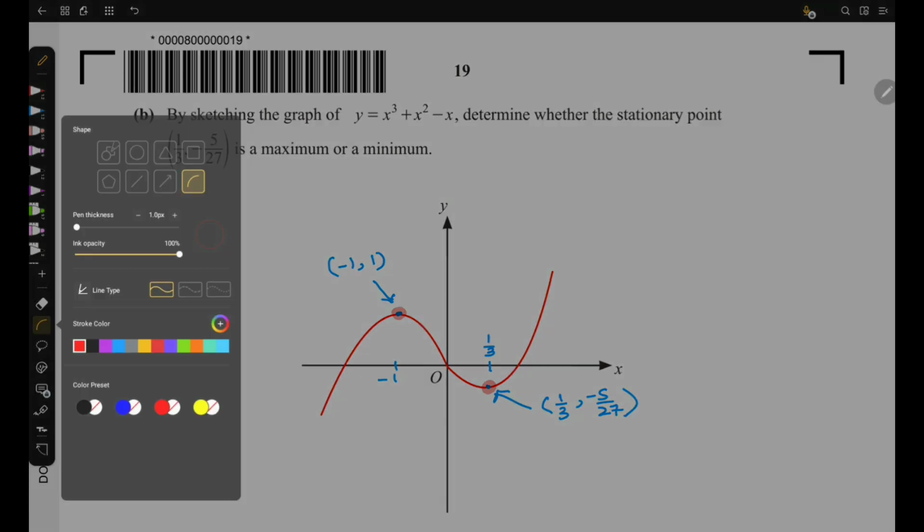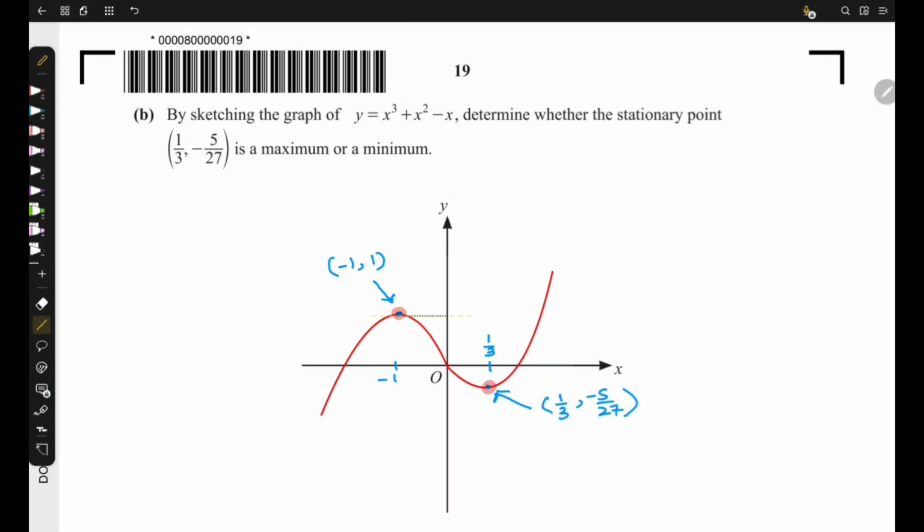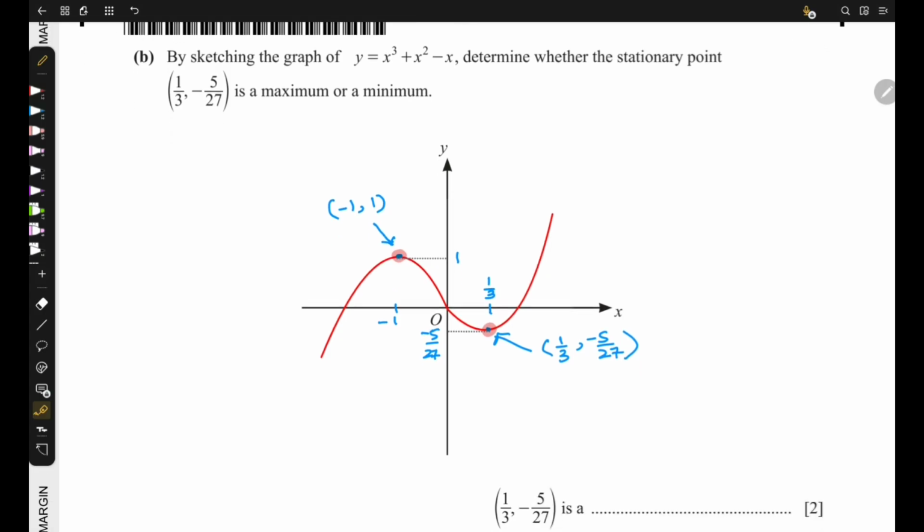And this also means that at the y-axis, this is 1 and this is -5/27. By the way, you don't have to label these values, you just have to draw a graph and then you have to tell whether this point is a maximum point or a minimum point. So we know that this point is over here and this is a minimum point, not maximum.